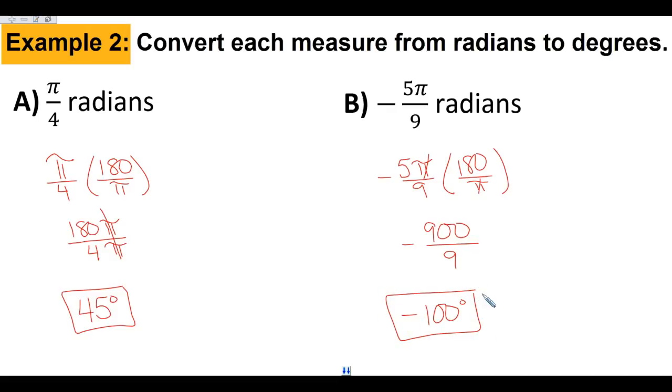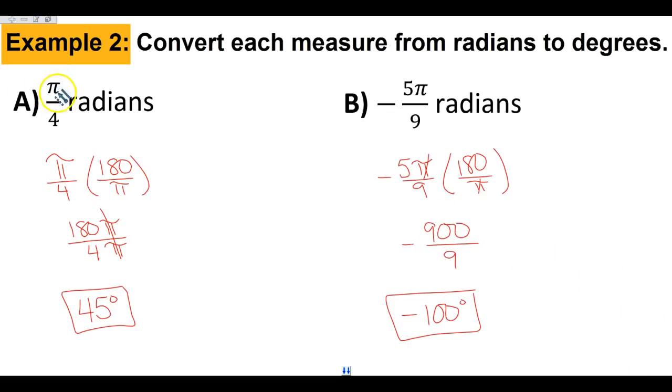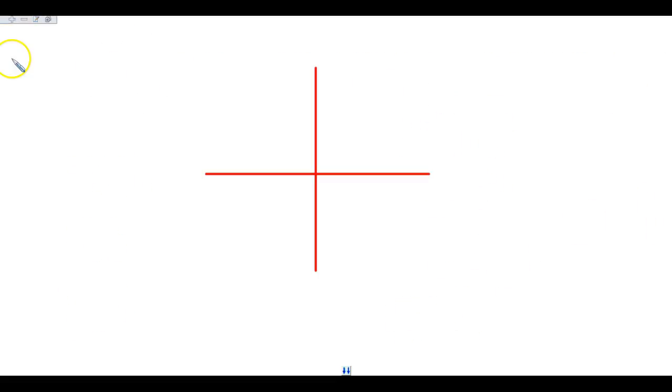All right, so let's take a look at something for a second. When we're talking about radians, one of the things that we're going to look at is what is called the unit circle. And just for a quick second, remember pi over 4 was 45 degrees, and negative 5 pi over 9 radians is negative 100 degrees. So we're going to make a little note of that. So it was pi over 4 was 45 degrees, and negative 5 pi over 9 was negative 100 degrees. Okay, I'm just going to block this off for a minute.